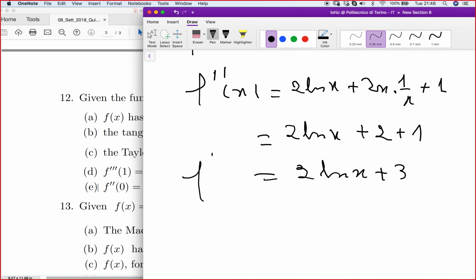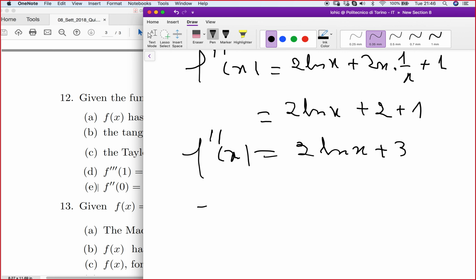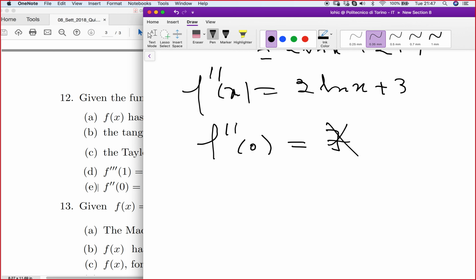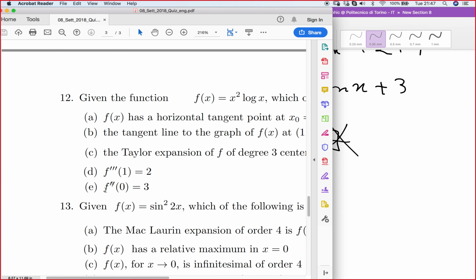This is the second derivative of x. Thus the second derivative at 0 does not exist. Yes or not? It doesn't exist because you cannot do the logarithm of 0. Now, we understood that also c is false. We remain with d and c.